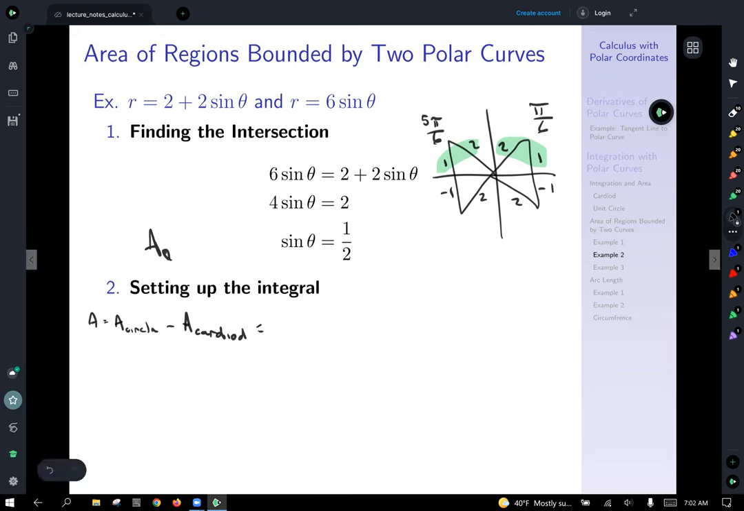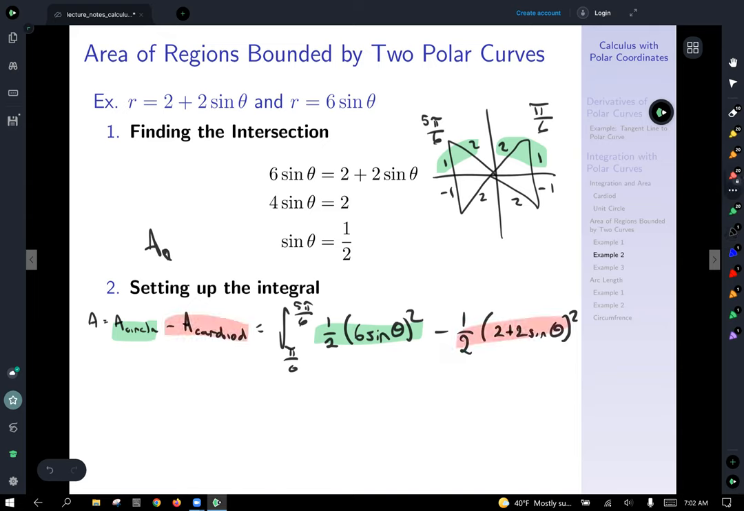This is going to be the integral from pi over 6 to 5 pi over 6 of the area of our circle. That's 1/2 times r squared for our circle. It's going to be 6 sine of theta quantity squared. That is the area of the circle that we want. We want to subtract away the area of this cardioid. That's 1/2 r squared again, and this time r squared is going to be 2 plus 2 sine of theta, sorry, my hand was in the way, squared. We want to subtract away the area of the cardioid given by that expression, and then do that integral.